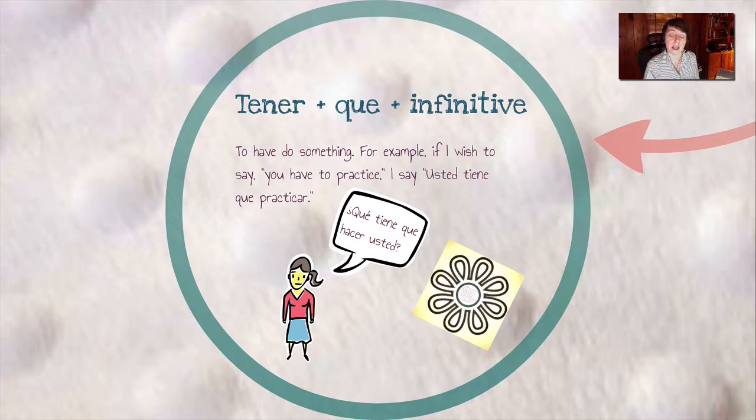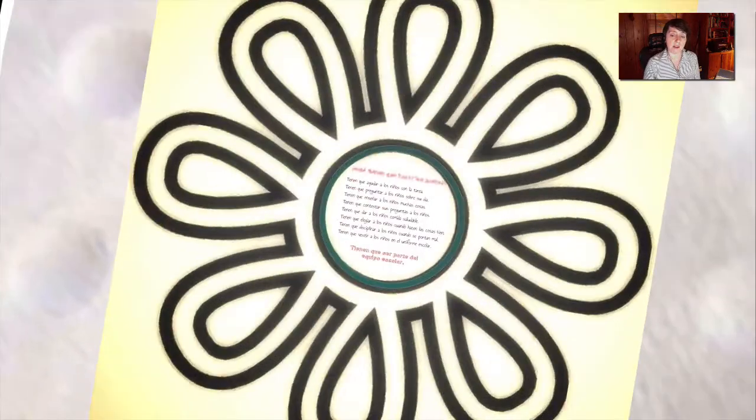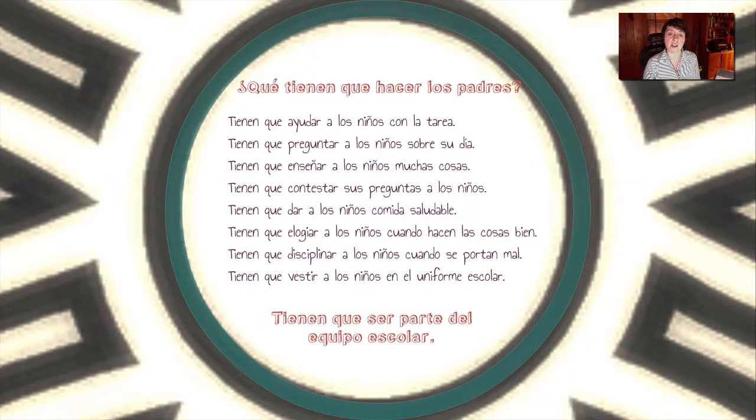For example, if I want to say, you have to practice, I would say, usted tiene que practicar. Usted tiene que practicar. So let's try to put that in our school context. ¿Qué tiene que hacer usted? What do you have to do? We may find ourselves in a situation that we need to talk with parents about what their responsibilities are at home. Let's try a few of these using the tener que idiom. Remember, it's tener conjugated plus the pronoun que plus any infinitive or the unconjugated form of the verb.